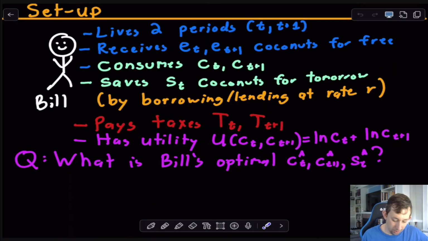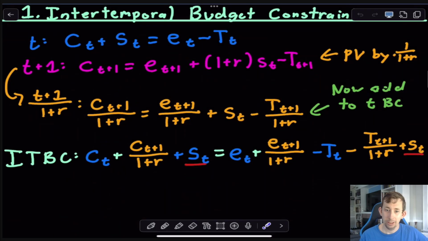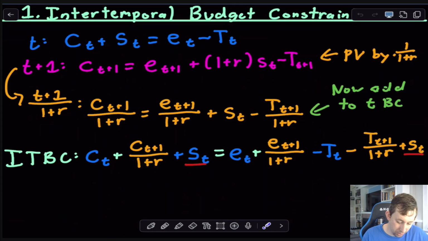The goal of this video is to say, what is Bill's optimal amount of consumption today, consumption tomorrow, and savings today for tomorrow? So let's start nice and slow by talking about the budget constraint. Let's do this intertemporal budget constraint. So in period T, what's his budget constraint? Well, what is he going to get? He gets the amount of coconuts on his door minus the amount of taxes that he has to pay. Again, those taxes are in coconuts, not dollars. What can he do with that income after taxes? He can eat some coconuts, and he can borrow or lend some coconuts today for tomorrow.